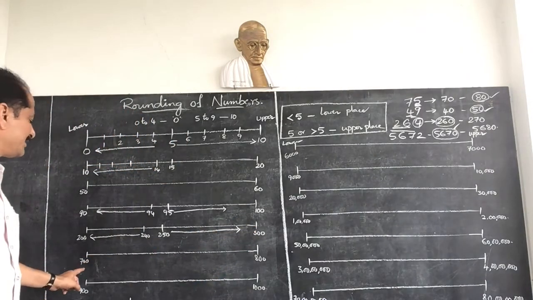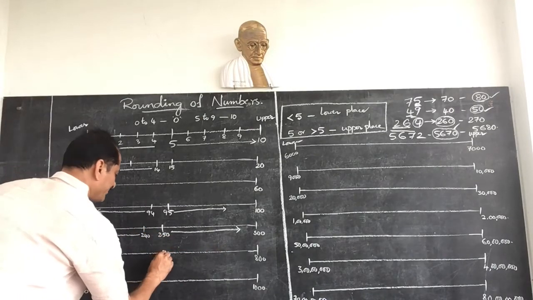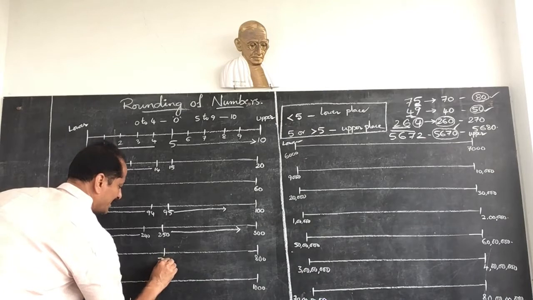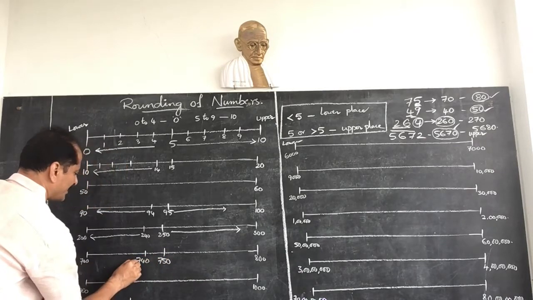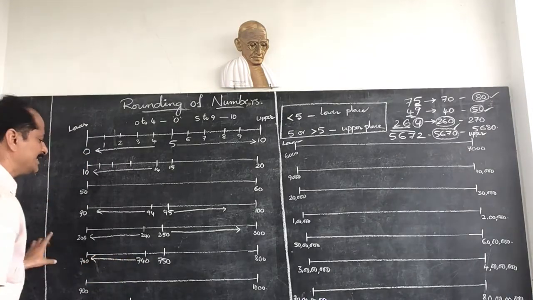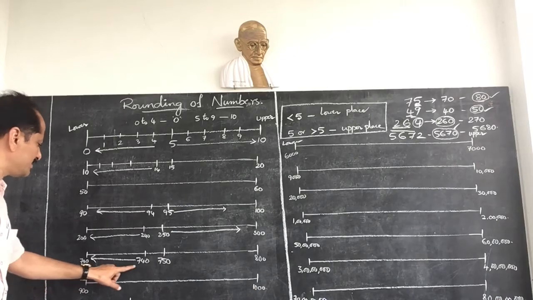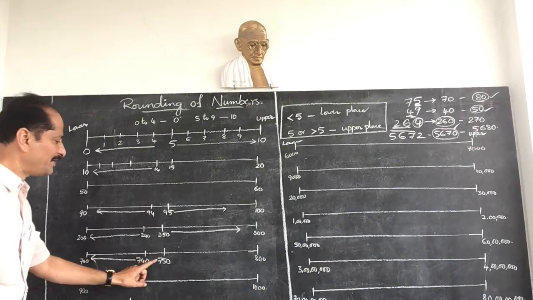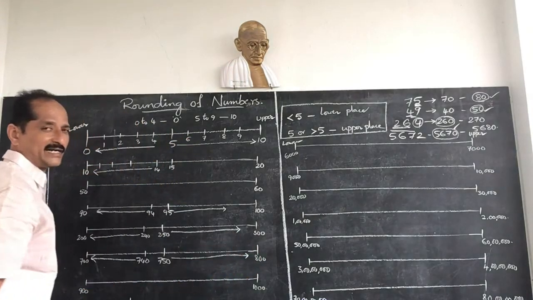Now whenever you are observing 700 to 800, observe carefully. In between what do we have? 750. That means the numbers from 700 to 740 can be rounded to 700, because all these numbers are nearer to 700. And 750 to 800, all these numbers can be rounded to 800 only.